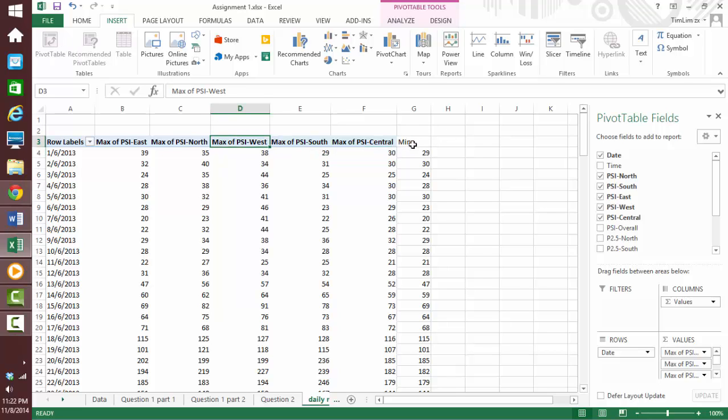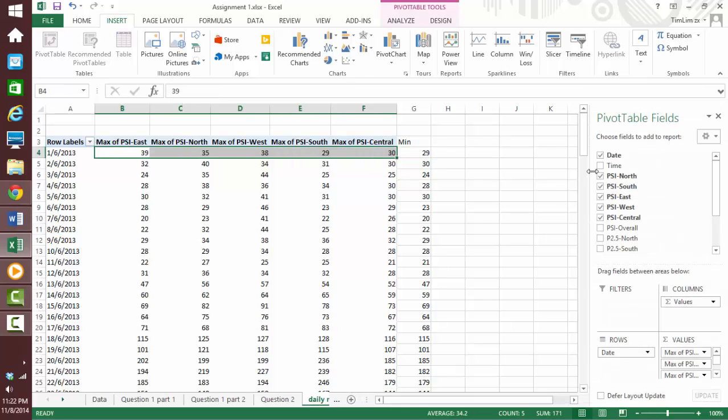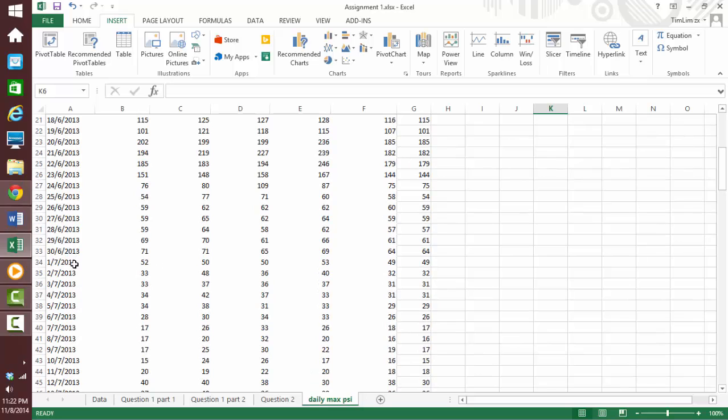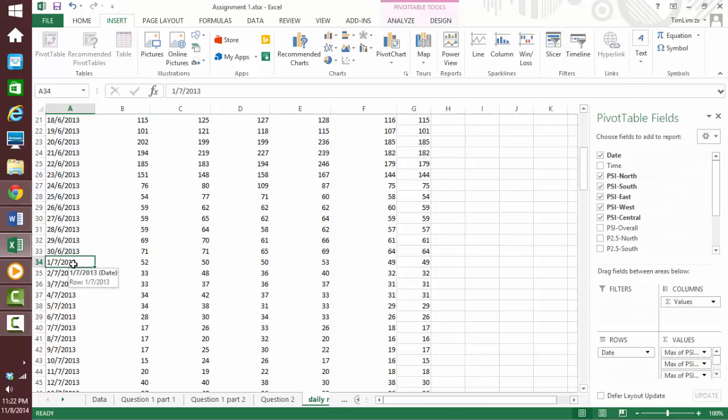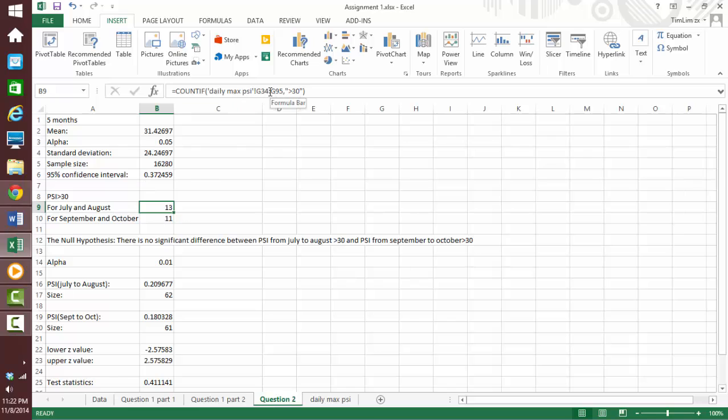As you can see, it's a pivot table, and the minimum is found by using equals mean. Then I highlighted this and pressed enter, and I did it for all the data for all the days. Then I highlighted the range between July and August, from the first all the way down to the 31st of August. Then I computed by using COUNTIF, for values more than 30, and I got 13. I did the same for September and October, using COUNTIF, entering the data and changing the criterion to more than 30.